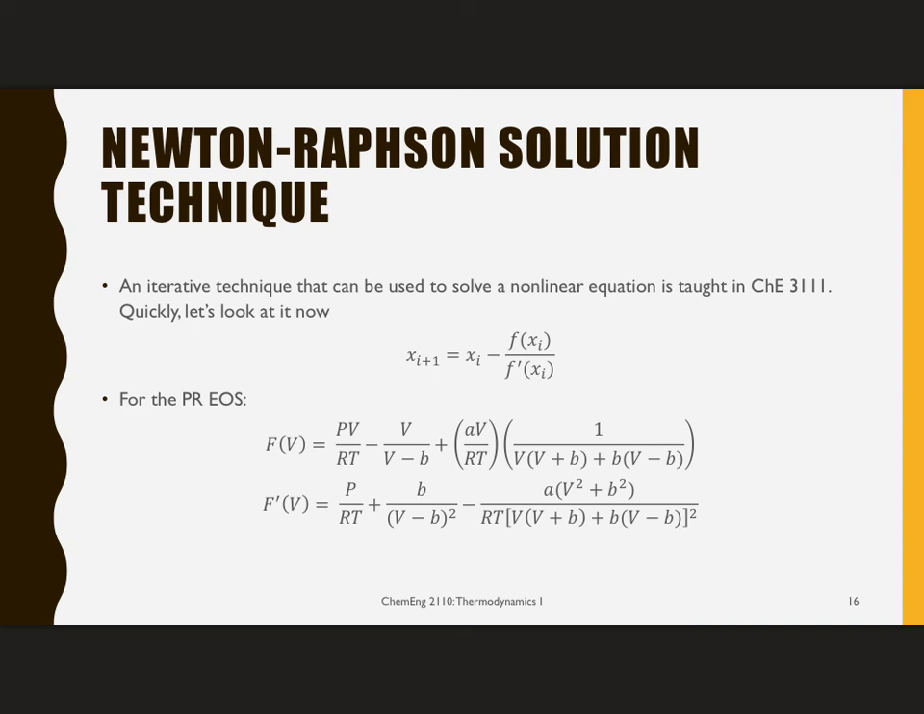So for the Peng-Robinson equation of state, I have those for you. The function is PV over RT minus V over V minus B plus AV over RT times 1 over V(V plus B) plus B(V minus B). And the derivative of that with respect to V is P over RT plus B over (V minus B) quantity squared minus A times (V squared plus B squared) over RT times the quantity (V(V plus B) plus B(V minus B)) squared. Okay? Using this requires a computer, or you can do it in Excel. And again, I will provide a link to my 3111 video on this technique.